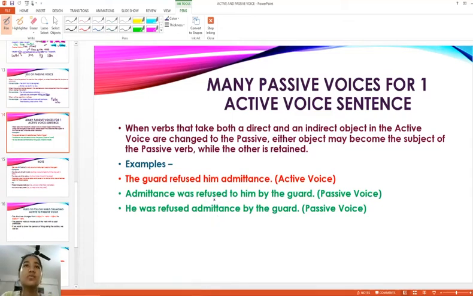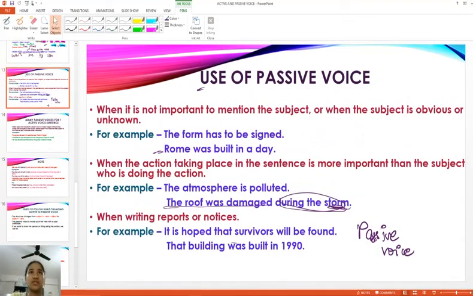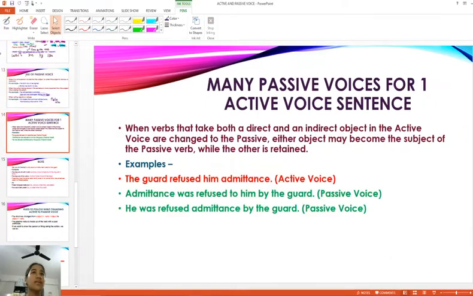Okay, so in our previous session, we had learned about the use of passive voice. So now we'll be learning about many passive voices for one active voice sentence. When verbs that take both a direct and an indirect object in the active voice are changed to passive, either object may become the subject of the passive verb while the other is retained.